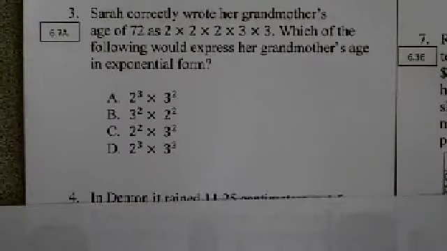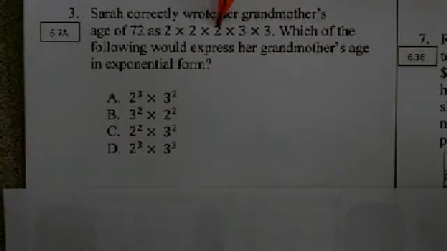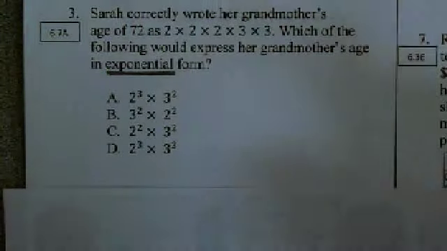Now let's look at question number 3. Sarah correctly wrote her grandmother's age of 72 as 2 times 2 times 2 times 3 times 3. Which of the following would express her grandmother's age in exponential form? Exponential form is taking the expanded form and writing it using exponents.